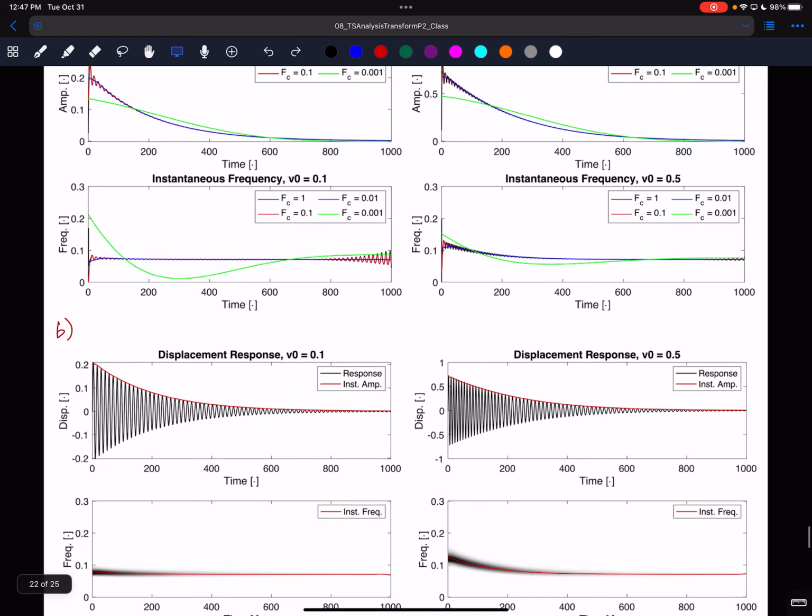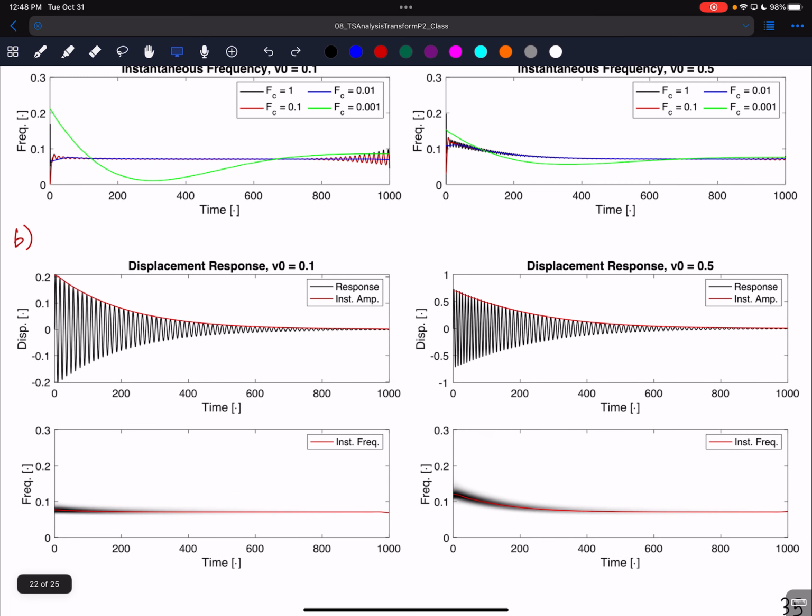Okay, we'll just take a look briefly at what they look like superimposed on the time series and the wavelet transform, and you can just see how the instantaneous amplitude tracks the amplitude of the signal, and the instantaneous frequency tracks the band in the wavelet transform.